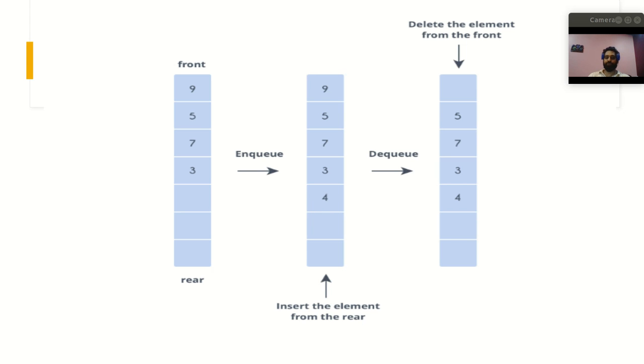As the queue follows FIFO, first in, first out, whatever we enter first will come out first. By this logic, 9 should come out first, as 9 was the first element to enter. So when we dequeue, the element 9 will be deleted from the queue. If we dequeue again, then 5 will come out, then 7, then 3, then 4, right? I hope you understand the concept of queue and how it works. Now we will move ahead.